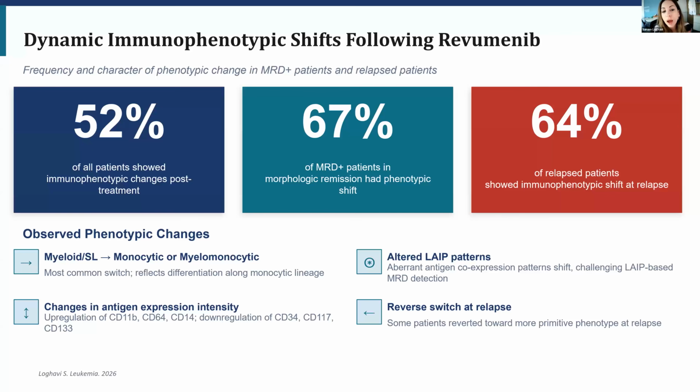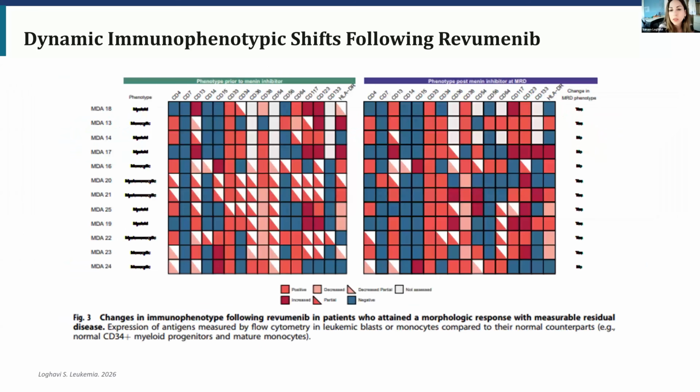And we noticed that about 52% of the patients showed immunophenotypic change post-remission. In patients that remained MRD positive, 67% had a different phenotype compared to the original phenotype. So if you're only looking for leukemia-associated phenotypes and not applying the deviation or difference from normal, you may risk missing these patients. And then 64% of patients actually relapse with a completely different phenotype. And this is just a table that is here for your reference. If you're interested, you can look at this table.